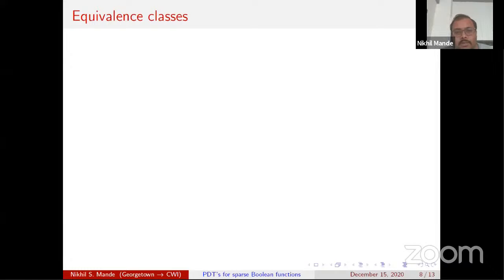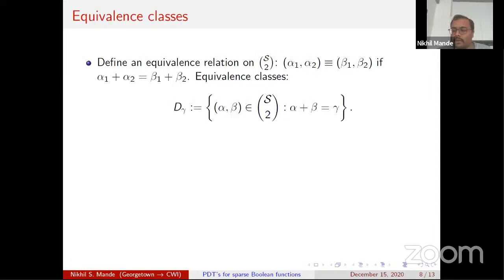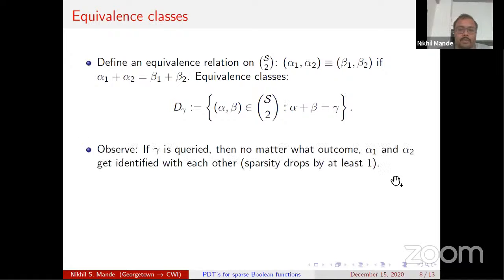And what's the key insight? What's the key technical tool that we use? There's this notion of equivalence classes on pairs of elements in the Fourier support of f. A pair is equivalent to another one if the sums of their elements are equal. This plus is over F2 to the n. And the crucial observation is that suppose I query gamma. Then no matter what the outcome is, 1 or minus 1, or 0 or 1 in this case, alpha 1 and alpha 2 get identified with each other. That is, the sparsity of the initial function drops by at least 1.